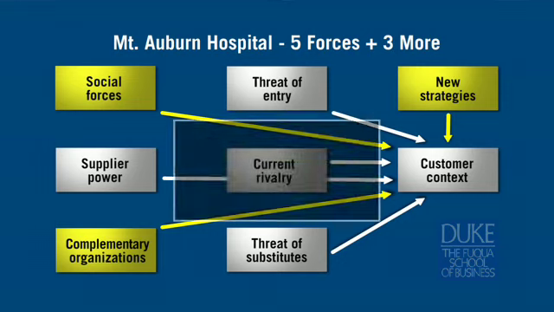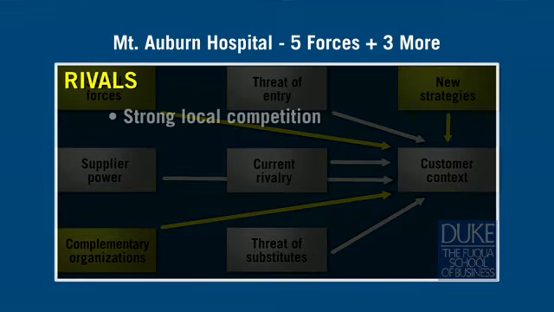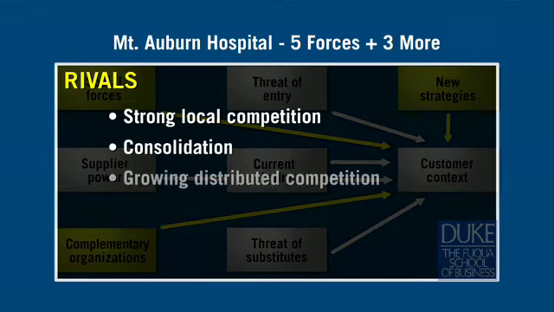It looked at its rivals. It recognized that it had strong local competition and, in fact, growing strength in local competition. Also, a degree of consolidation that was making competition more difficult because it was having bigger and, in some cases, stronger rivals. And there was a growing set of distributed competitors, hospitals that one didn't originally think of as being competitors, which were providing a variety of services in different settings that were now competing directly with Mount Auburn Hospital. So changes in the customers, changes in the rivals.